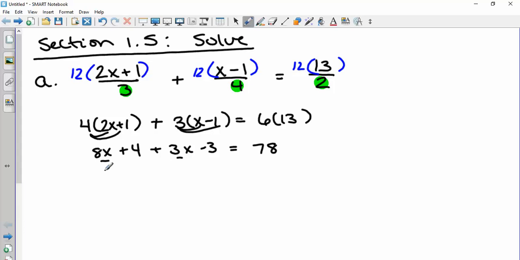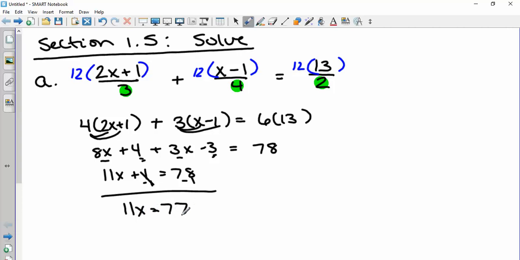Add like terms. Subtract a 1. Divide by 11. And we get x equals 7. Nice thing about these, we can always check them just by plugging it back into the original. Okay. Everybody with me on this one?